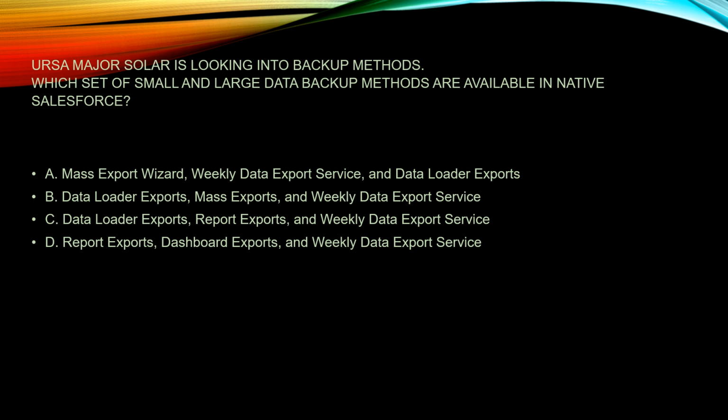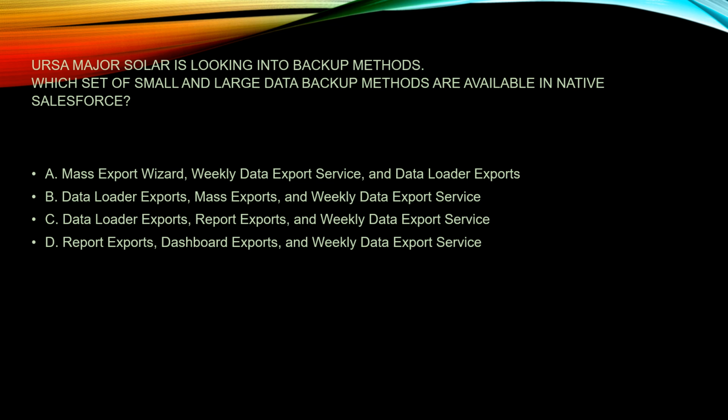So all of these sound very, very similar. So let's go through the first one and see if it is correct or incorrect. A mass export wizard, a weekly data export service, and data loader exports. So we know this one is incorrect because mass exports is not available. It's not a thing. It's to trip you up. And B has mass exports in it as well, so that one is out. So the last two things we have is C and D. So let's see what C has to offer.